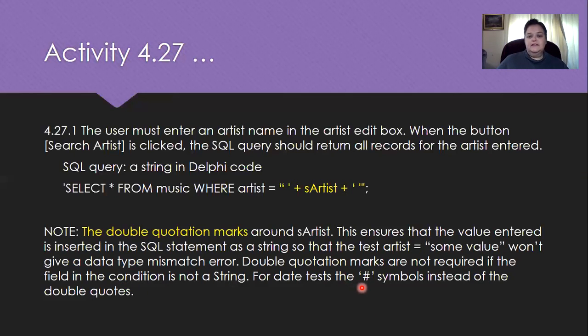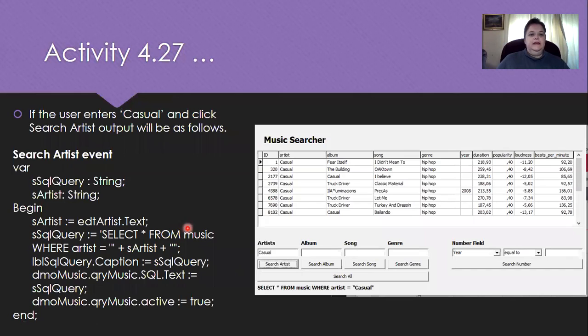For date tests, we use the hash symbol. So between, before and after each date, I will have hash 2020/05/06 hash. Okay. So if the user enters casual, okay, and clicks search artist output, it's going to look like this.